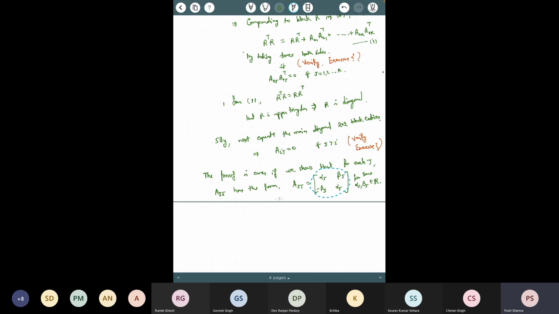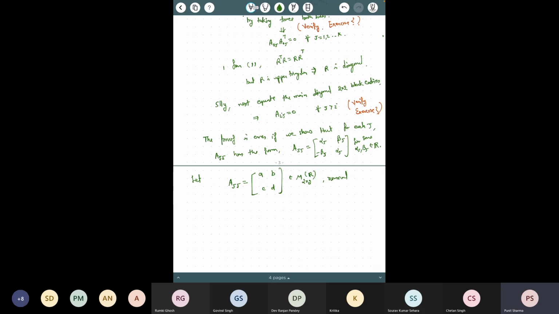Okay, so let us assume that this 2 cross 2 block AJJ is of this form A B C D. It's a 2 cross 2 real matrix, and this is also normal. Because T is normal, this implies that all these 2 cross 2 blocks on the diagonal are normal. So this implies what?